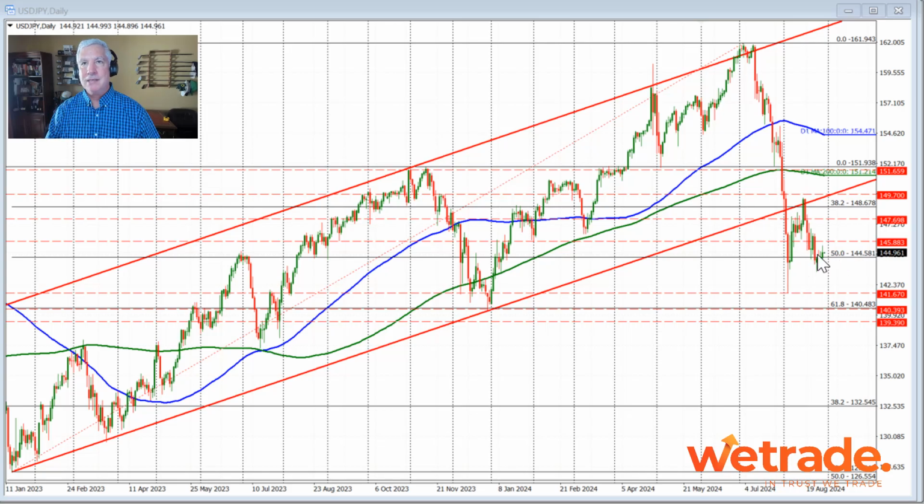But what it says when the price moves around a key technical level like the 50% retracement level is that the market's unsure of which way it wants to go. So let's just chalk it up to being unsure with which way the dollar yen is going next. But we'll take a look at the hourly chart.